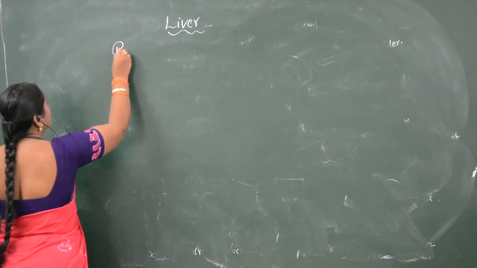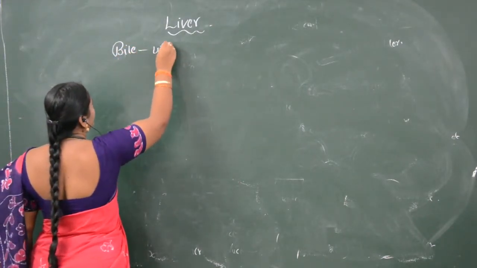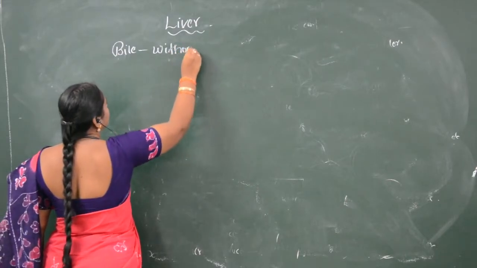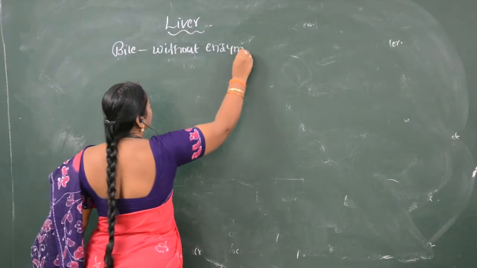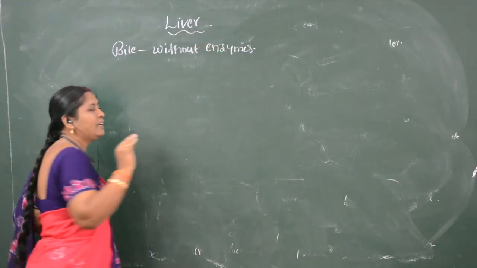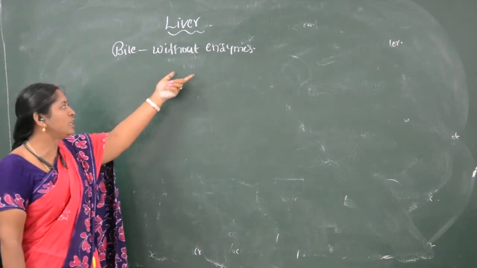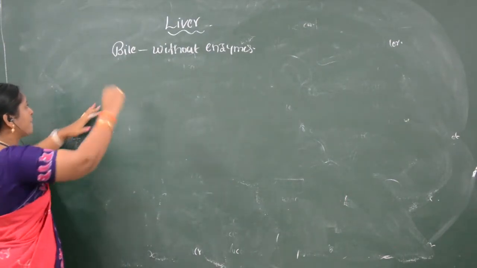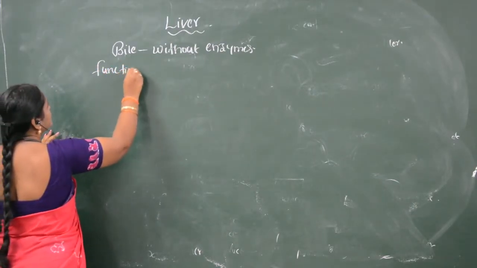So bile juice is without enzymes. So it has no role in digestion. Bile juice has no enzymes, meaning it has no role in digestion. Now we'll see the functions of the liver.